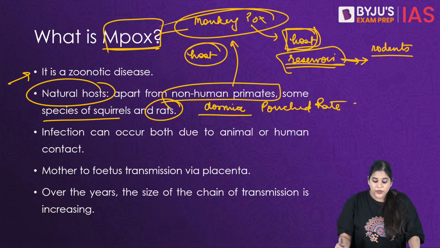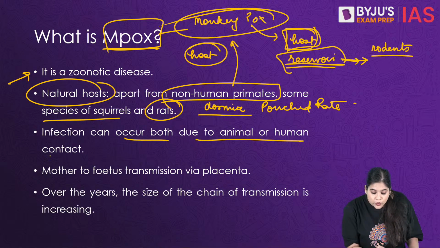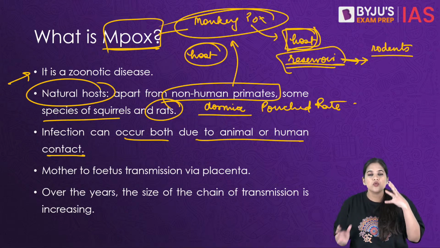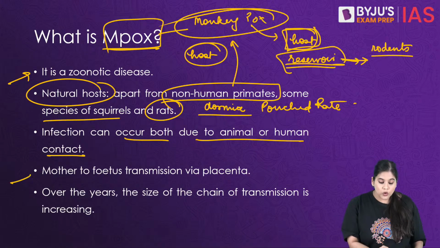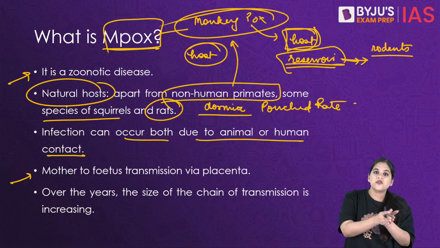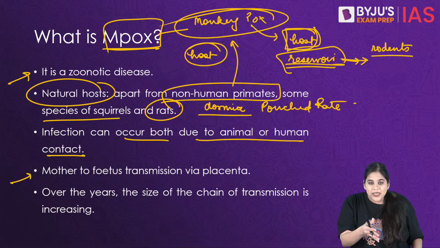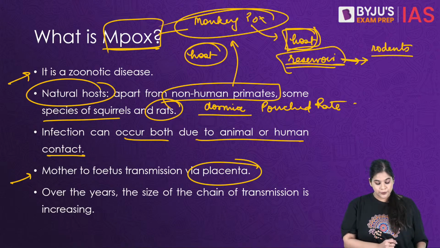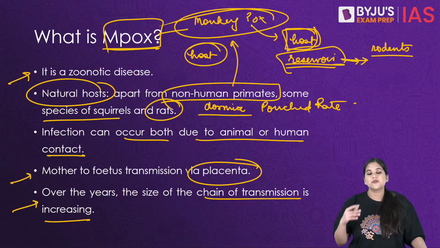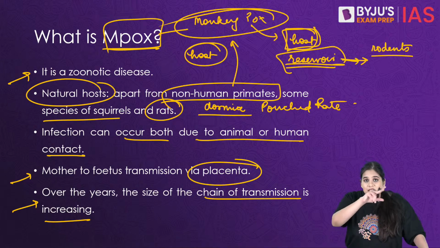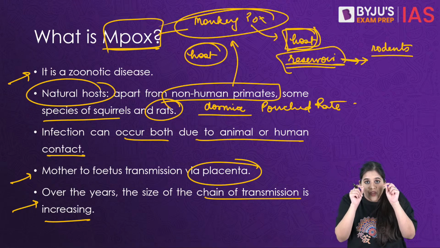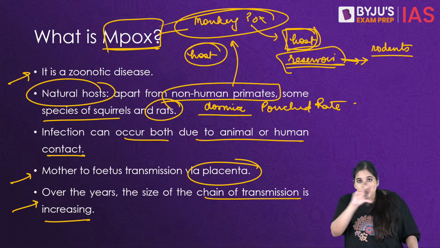Now the infection can occur due to contact with either infected animals or infected humans through their bodily fluids. Moreover, studies have said that infection can also be transferred from a mother to the fetus through the placenta. Over the years, the size of the chain of transmission has been increasing. That is the successive number of humans that can be infected by the disease in a single chain.